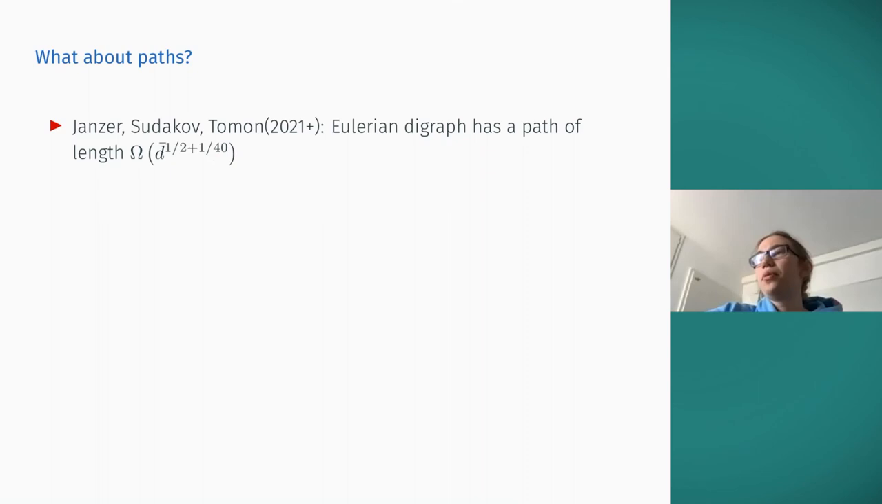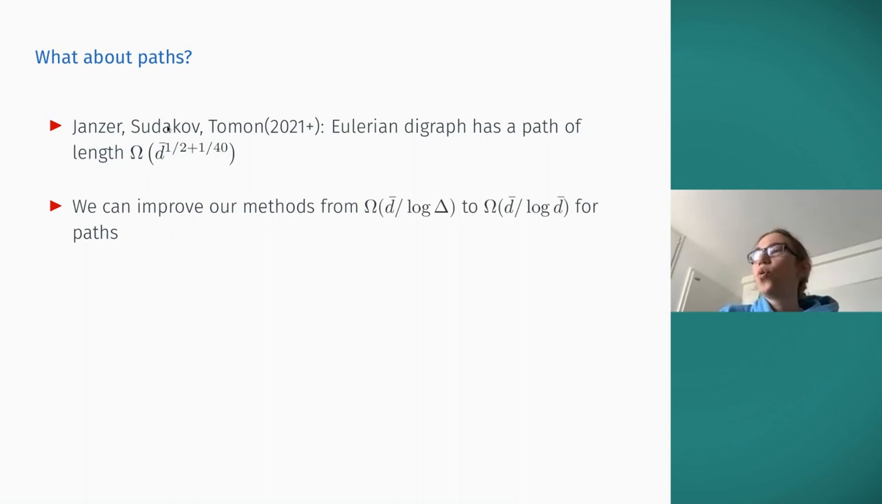Note that you can also apply our previous bounds for paths, but there you always keep this log delta. If the average degree is very far from the max degree, then this new bound beats ours. But we can improve our methods. For paths, we managed to improve from average degree over log delta, what the previous results gave us, to average degree over log average degree.